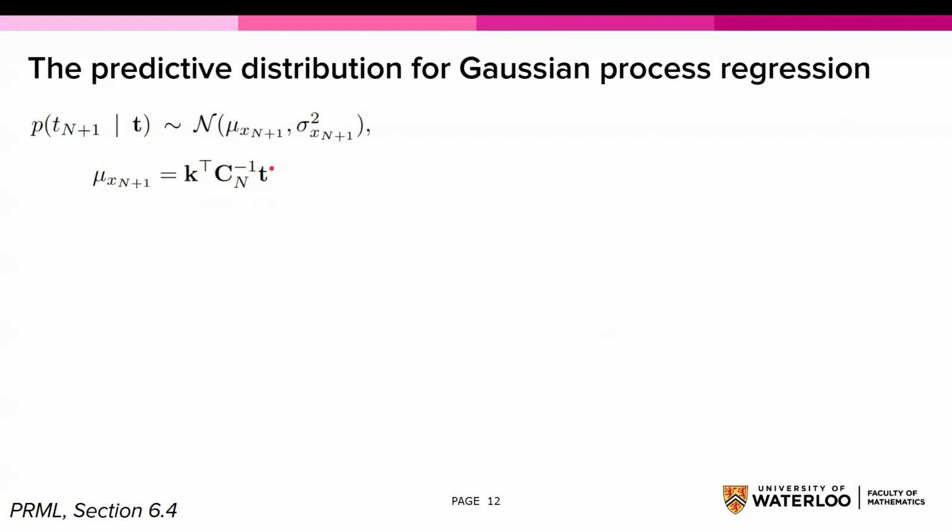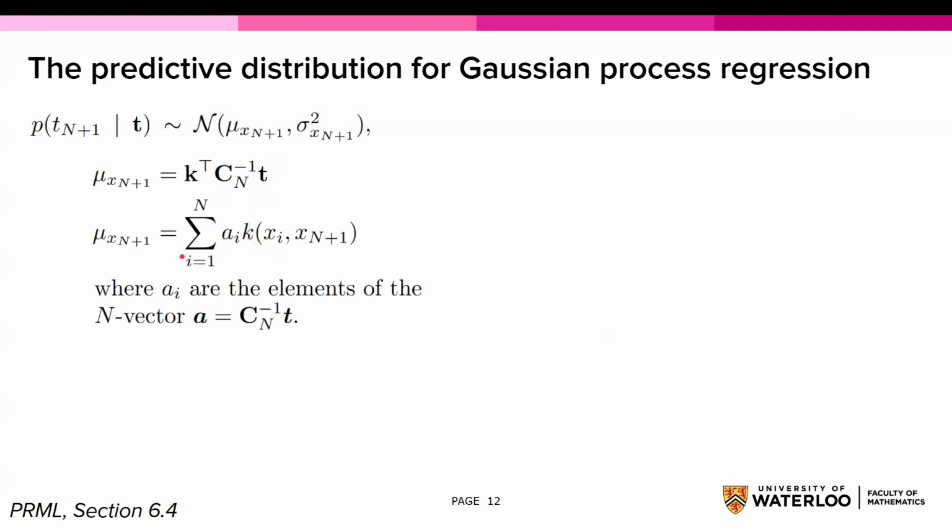Another way to write this is as a linear combination of the kernel values between the test point and each of the training data points, weighted by a set of coefficients derived from the training data.